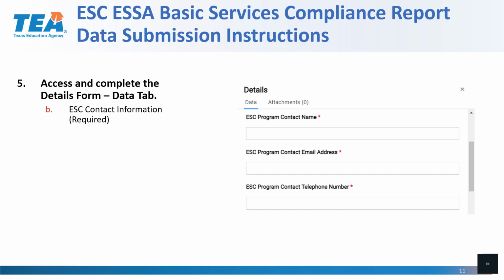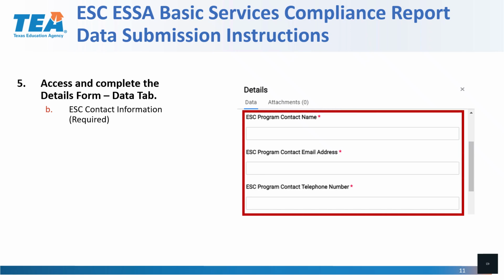The next section of information is for the ESCs to complete the fields with the information for the ESC program contact. The ESC program contact should be the person that is most familiar with the documentation submitted. This is the person that TEA will contact if additional documentation is needed and or if clarification is needed on any of the documentation submitted.